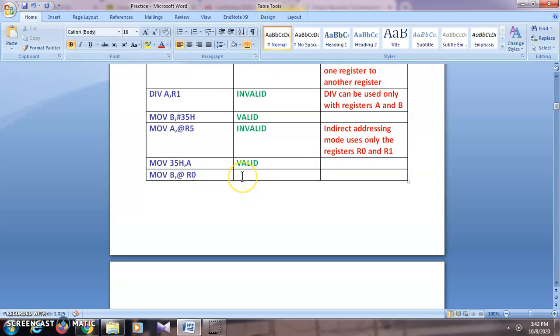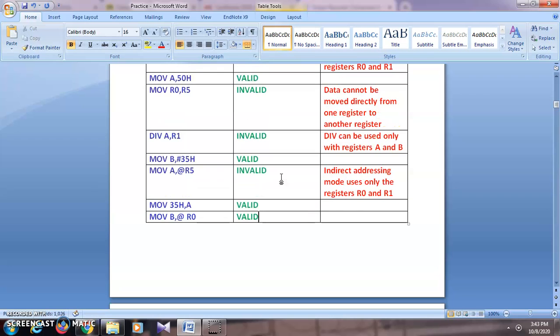The next one, MOV B, @R0. Copy the contents from the memory location which is stored in R0 to register B. Again here we are using indirect addressing mode and we are using register R0. So you can always use the register indirect addressing mode with R0, and it can be copied anywhere. You can copy it even to the register B. So therefore this is also a valid instruction.